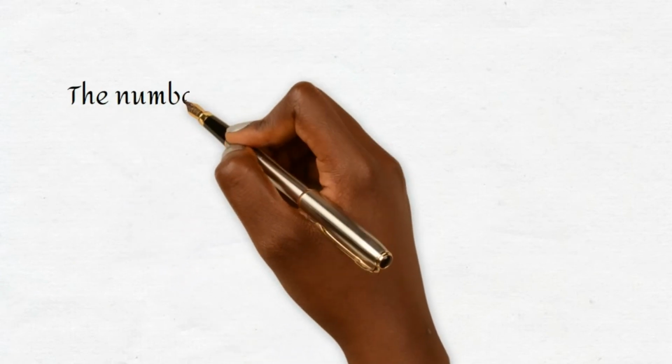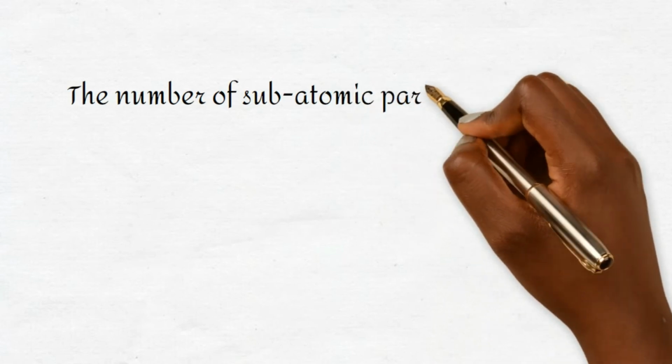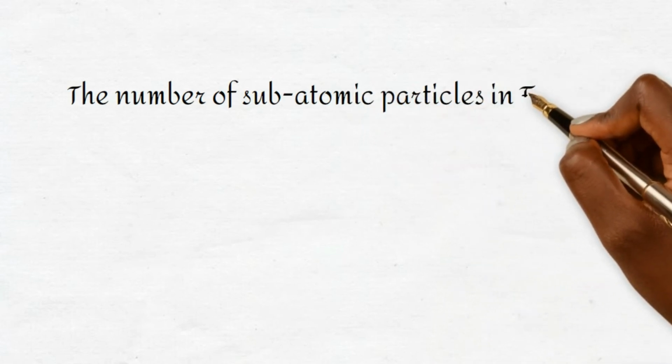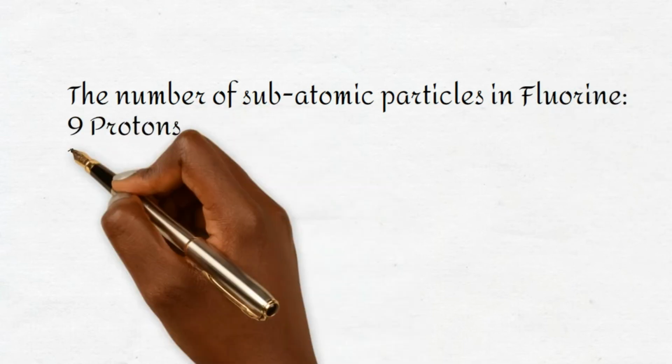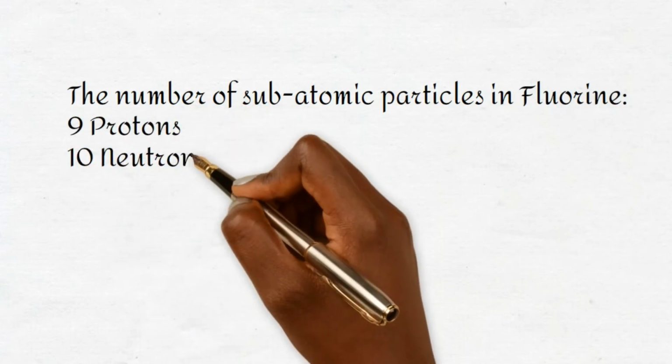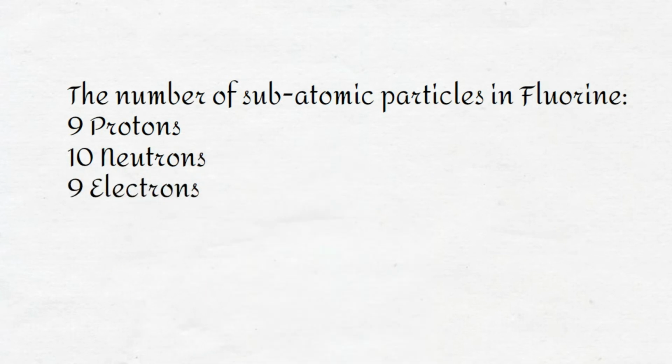Now let us try to identify the electrons. Given that it is a neutral atom, the number of protons is equal to the number of electrons. So that is 9. The particles in this fluorine atom are 9 protons, 9 electrons, and 10 neutrons. Let us do another example. Aluminum.